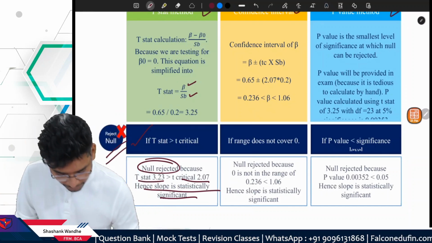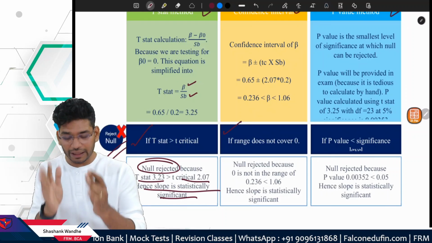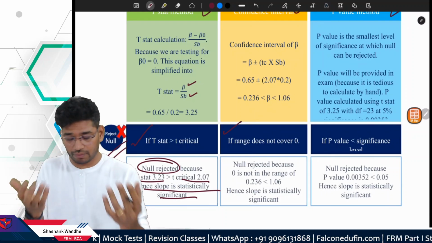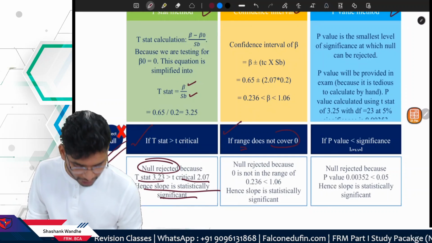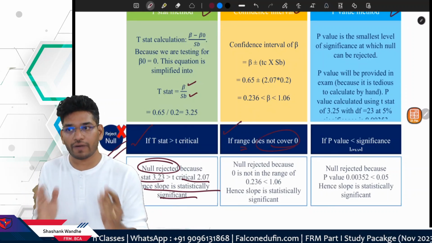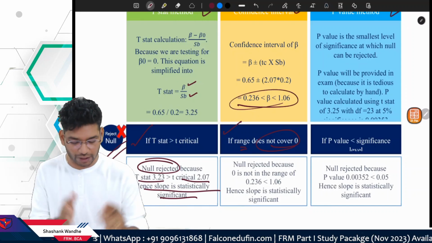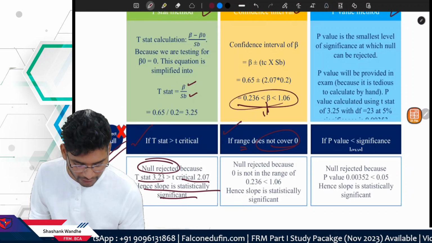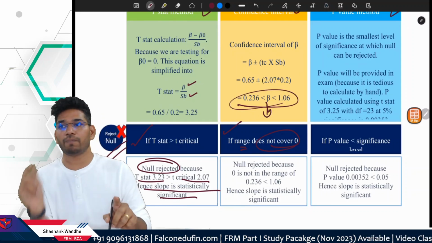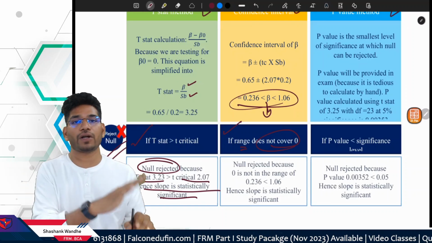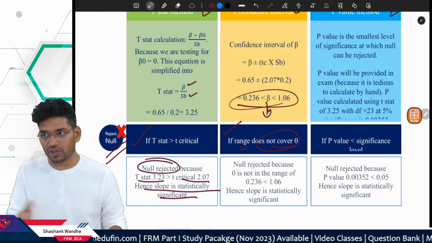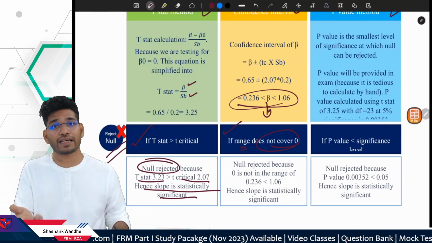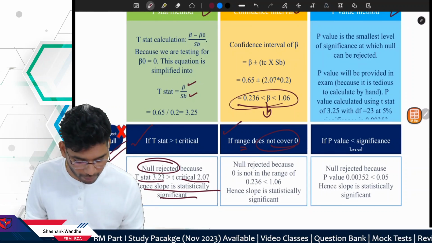Remember this. Then if we are using the confidence interval method, you have to make sure that 0 is not in that particular confidence interval. Like here you can see we built the confidence interval and 0 is not in between 0.236 and 1.06. Obviously this is common sense, right? So in this case also null is rejected, slope is statistically significant, and this is what we want to make sure our model is relevant.